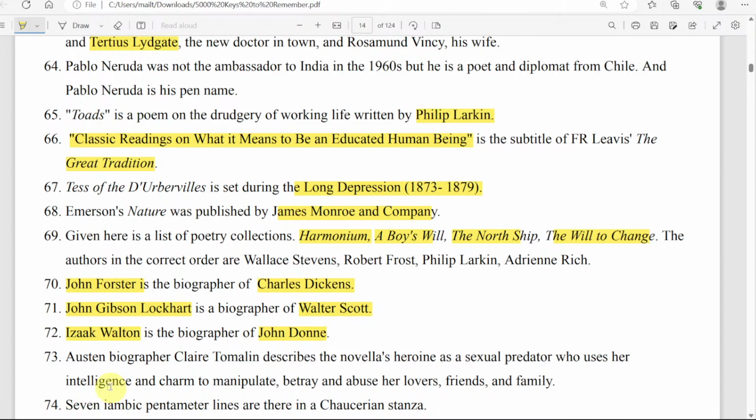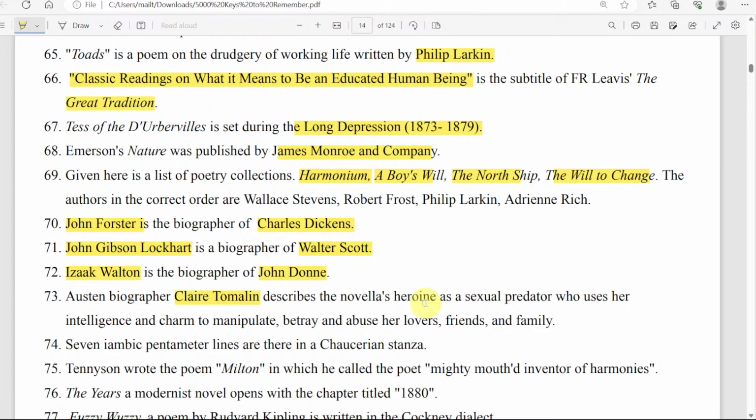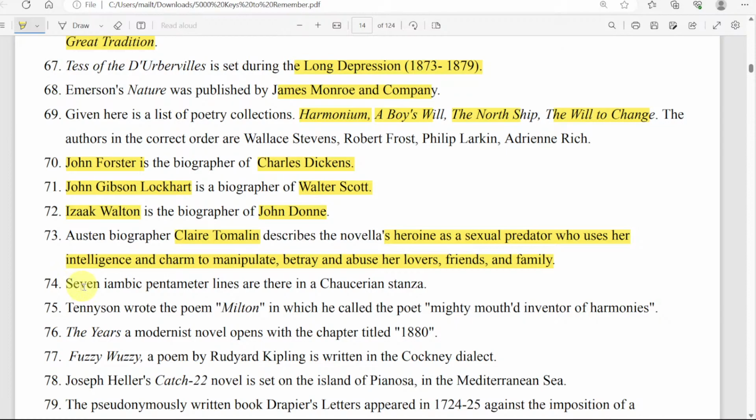So Austen biographer Claire Tomalin describes the novella heroine as a sexual predator who uses her intelligence and charm to manipulate, betray, and abuse her lovers, friends, and family. So, seven iambic pentameter lines, always known as the Chaucerian stanza. Tennyson wrote the poem Milton. Not only he, but Samuel Johnson also wrote Milton.